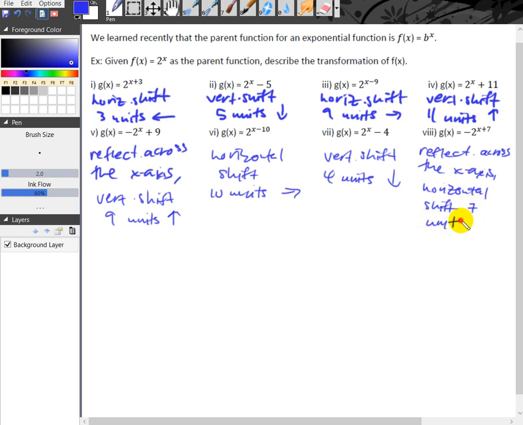7 units to the left. Okay, so that's generally what I'm looking for in those particular examples. I'm going to show you a few more examples with vertical stretches and compressions.